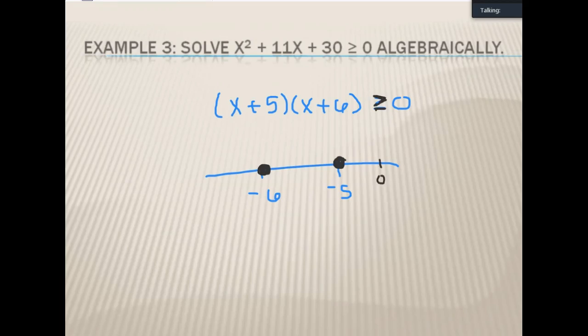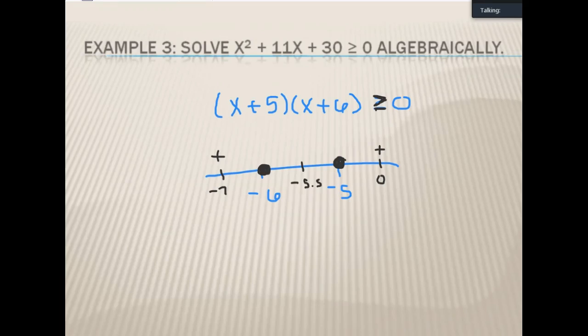and you test a point around it. So when it's -7, -7 plus 5 is negative. -7 plus 6 is negative. A negative times a negative is a positive. Therefore, -7 is positive. Plugging in 0, 0 plus 5 is 5. That's positive. 0 plus 6 is 6. That's positive. Two positives make a positive.